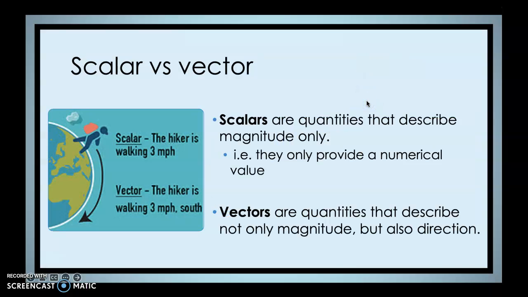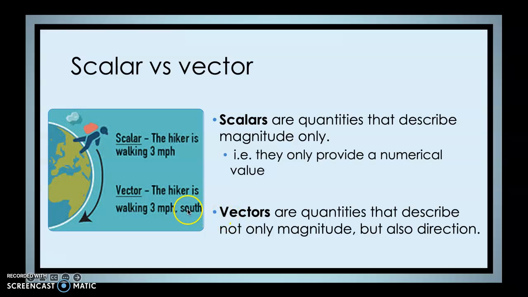So that leads us into scalar versus vector. Scalar are units that describe only the magnitude or how much of something there is. So that only provides a numerical value. Now this doesn't mean that it doesn't have units. Like for instance over here, the hiker is walking 3 miles per hour. The mile per hour is the unit, but it's not telling us anything about direction related to where the person is walking. So scalar just gives us value.